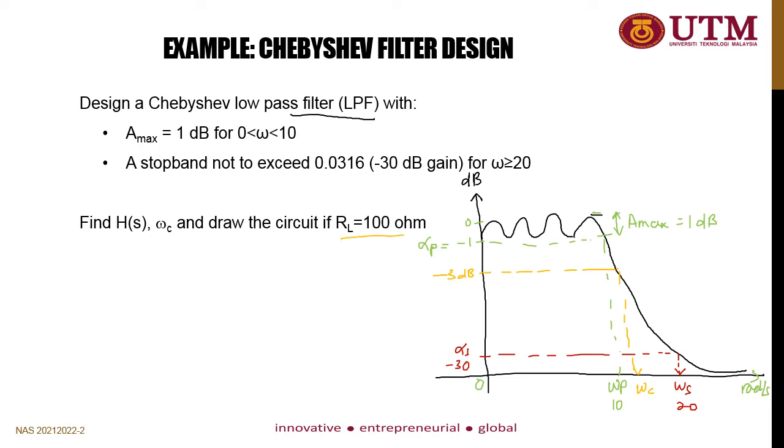Given RL equal to 100 ohm, you need to find the H(s), meaning you need to get the actual transfer function. You need to know the H(s) first before you can get the actual transfer function. Draw the circuit, meaning you need to have the final circuit. So you need to have the normalized circuit first, and then convert it into the final circuit. I would recommend you draw the filter response. That's marked for steps.